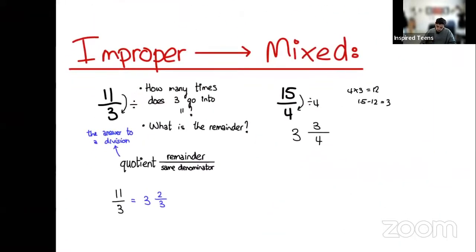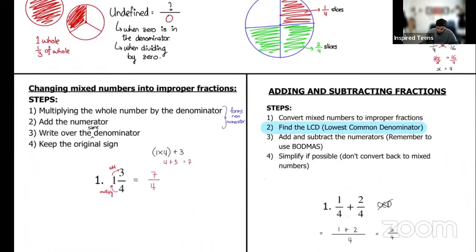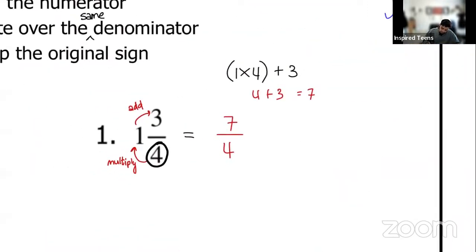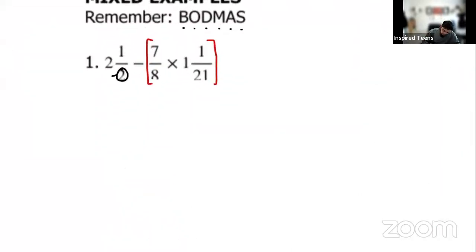Improper to mixed, no, that's mixed. We need to do mixed to improper. So remember, with mixed to improper, you take your denominator, multiply it by your coefficient, and then add your numerator and keep the same denominator. So let's do that. This simplifies to 5/2 minus 7/8 times, take this, multiply it by that, add that, so it becomes 22/21.